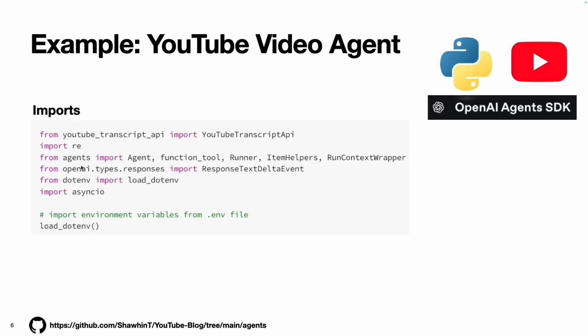First, I'm going to import a few things. I'm going to use this YouTube transcript API, which allows you to transcribe YouTube videos easily. Then I'm going to import regex for extracting video IDs from YouTube links.